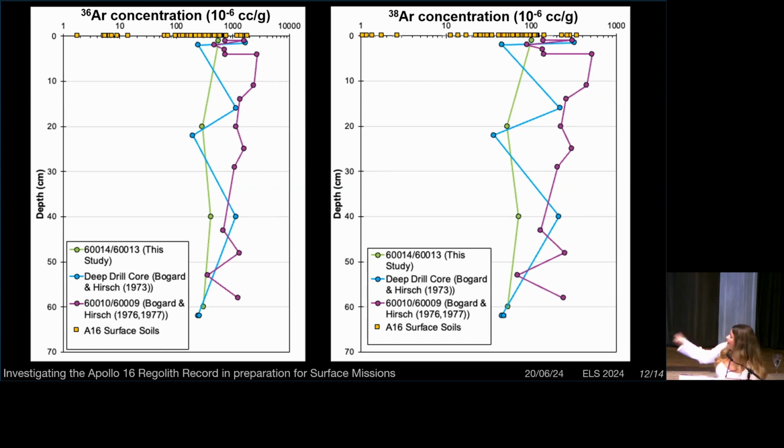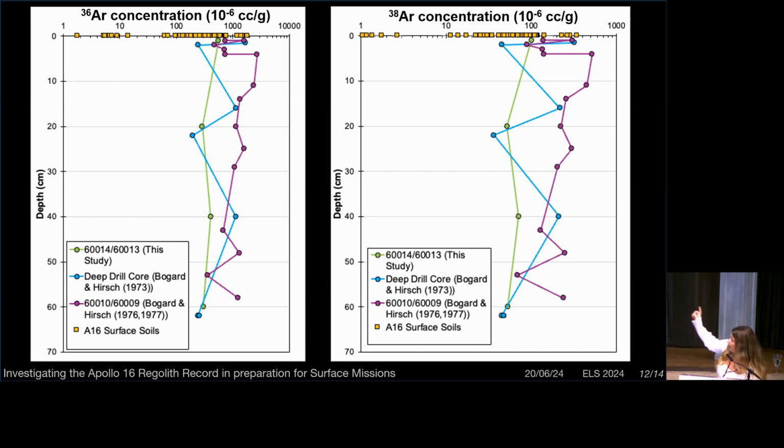But on the left, we have argon 36, which is implanted by the solar wind. And on the right, we have argon 38, which is cosmogenically produced. So both of these are a basic indicator of a sample's exposure, and both of these increase with longer exposure times. And so we have a log scale on the x-axis for concentration and depth on the y-axis again.